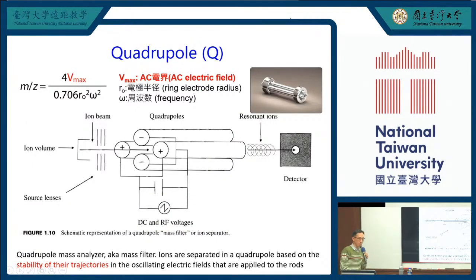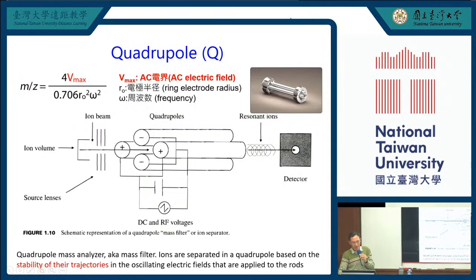Another type is the quadrupole. Quadrupole means they have 4 rods. It's a mass filter. The ions are separated in the quadrupole based on the stability of their trajectory in oscillating electric fields that are applied to the charge, to a rod.